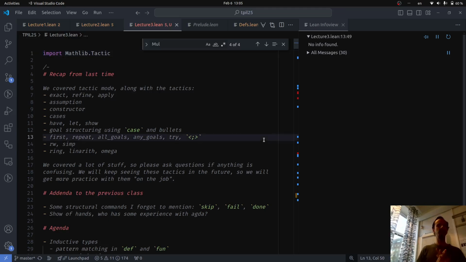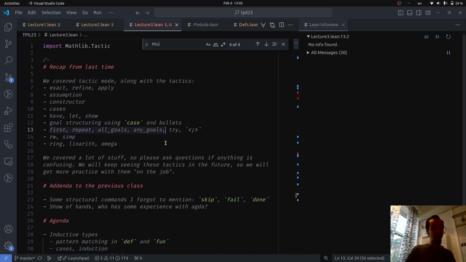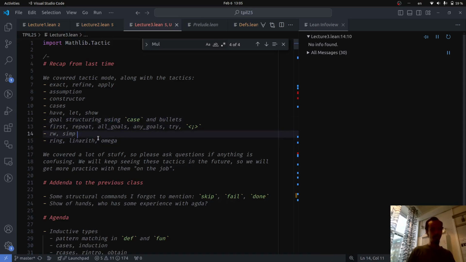So last time we talked about tactic mode, and this involved a bunch of tactics: exact, refine, apply, assumption, constructor, cases, some structuring cases using case and bullets, some combinators, first, repeat, all_goals, any_goals, rewrite and simp, and some of the heavy hitter tactics like ring, linarith, and omega.